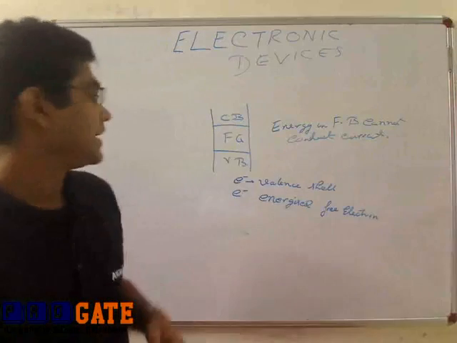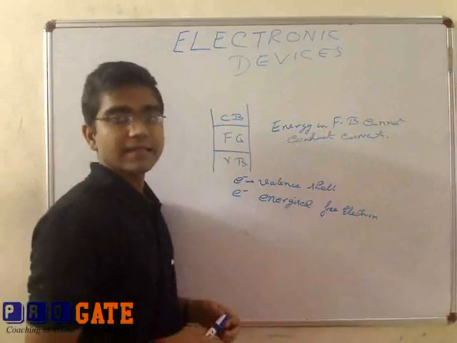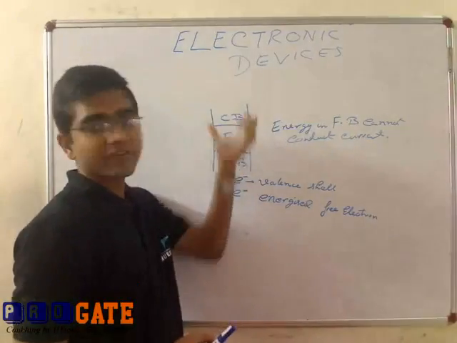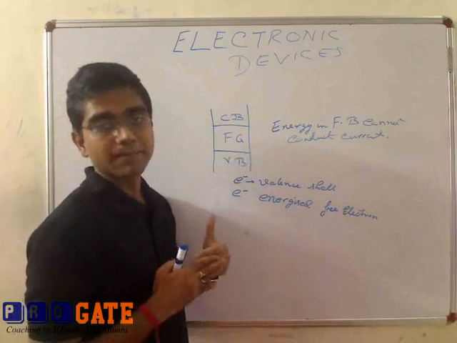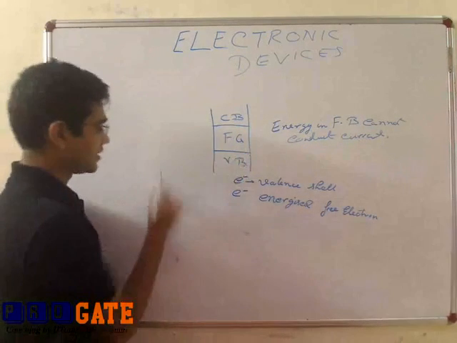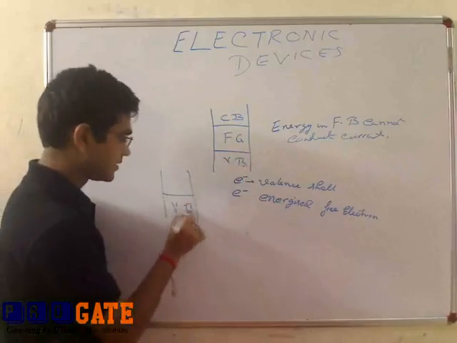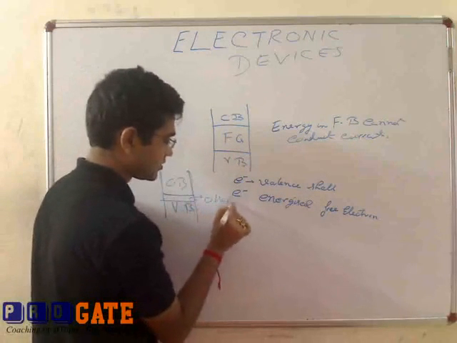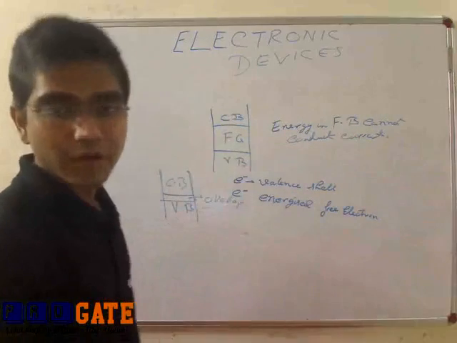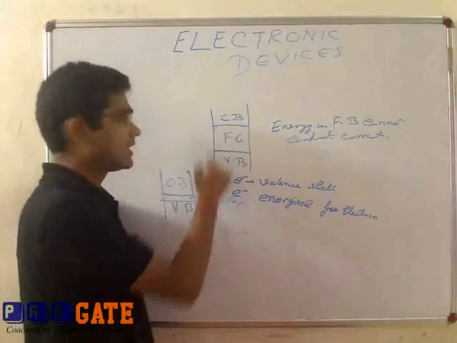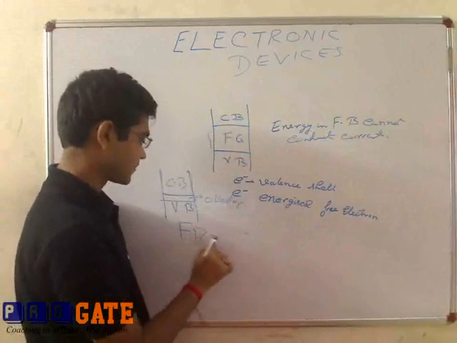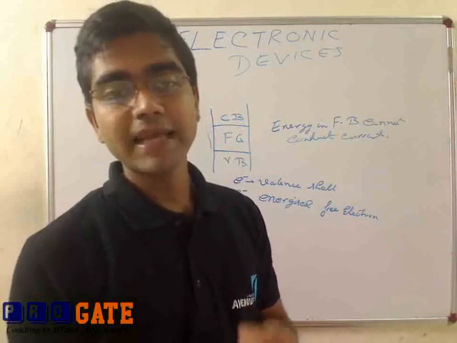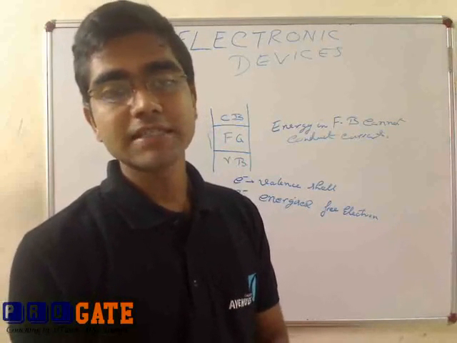So what happens in the case of conductors? There are a lot of free electrons, which essentially means the valence band and the conduction band are in mutual overlap. In the case of a conductor, if this is my valence band and this is my conduction band, there is an overlap. Since there is an overlap, there is no forbidden gap. Since there is no forbidden gap, if we apply any voltage or supply any energy, the electrons start conducting.